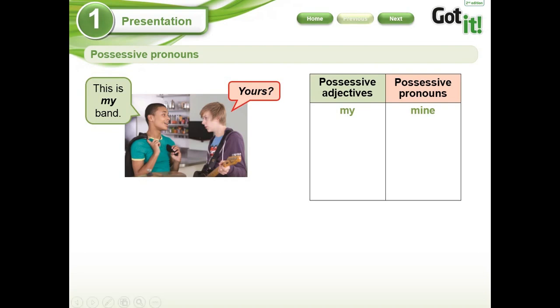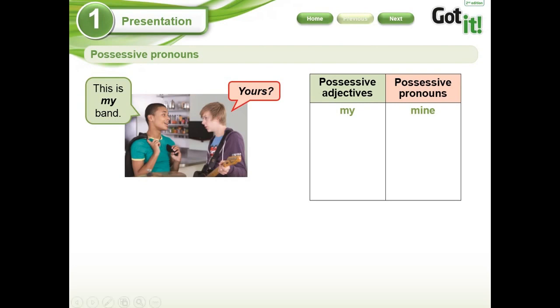As I told you before, do not forget that a possessive adjective is never alone. Nunca está solo. It's always with a noun. Siempre está acompañado de un sustantivo. But on the other hand, just verify and see that yours is alone. Yours está solo. Entonces la conclusión es que el possessive pronoun is always alone. Siempre está solo. Okay?